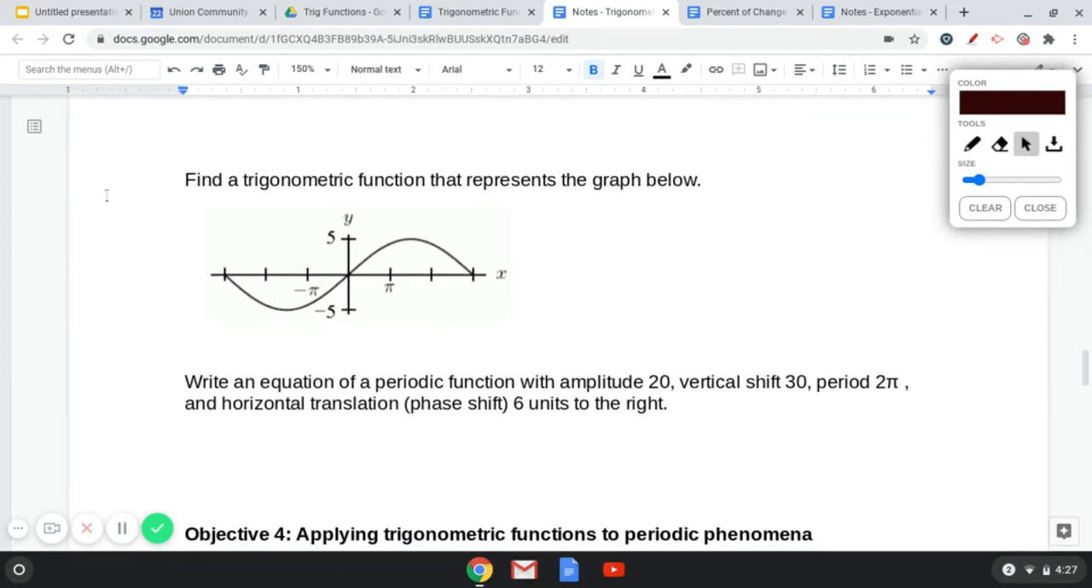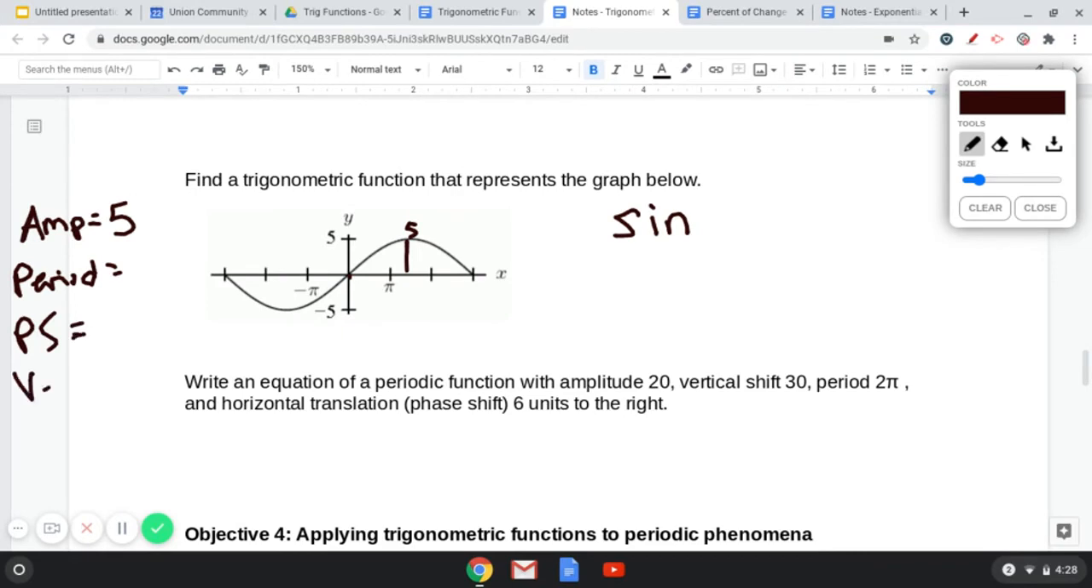All right, find a trigonometric function that represents the graph below. If you recall on the first page, the sine curve goes through the origin. Our graph here goes through the origin. So that means I'm going to write a sine curve. So we're going to choose sine. Let's figure out what the amplitude is. This starts at 0, and we go up to 5. So that means the amplitude is 5.